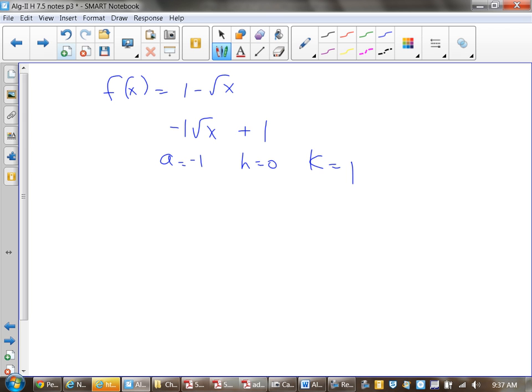Wait, can you explain that again? What you just did? All I did is just moved it around to use the commutative property of addition. 1 minus root x is the same thing as negative root x plus 1. So I just put it in that standard form so that way I know that my a value is negative 1. That's all.